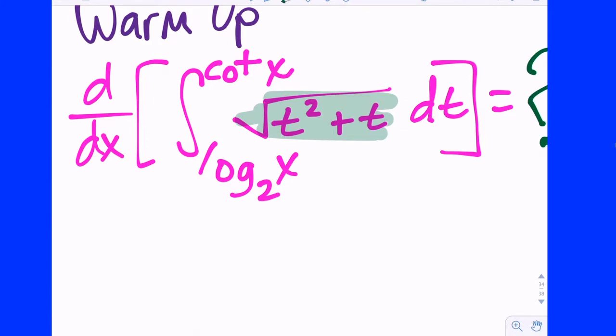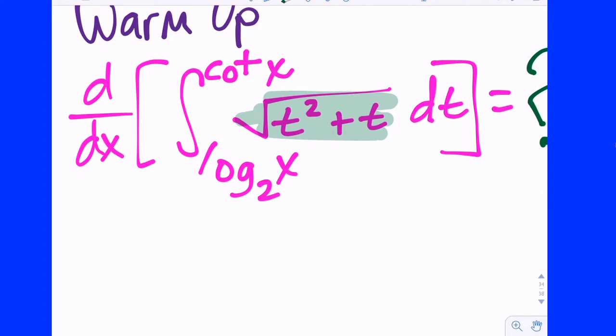Using what part of the FTOC? Part 2, which says what? It basically says that the derivative and the integral are what? Related how? They're inverses of each other, so they'll undo each other's work. So if you're taking the derivative of the integral, your final answer will be some version of the original integrand, right? Which is that radical function right there. But we're not going from a plain old constant to a plain old x, so it's not just going to be the plain old integrand.